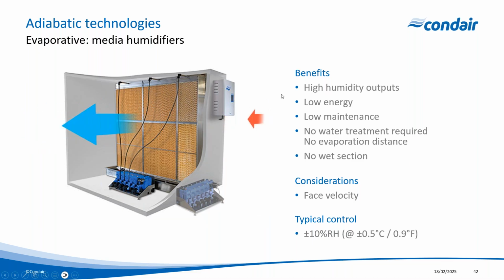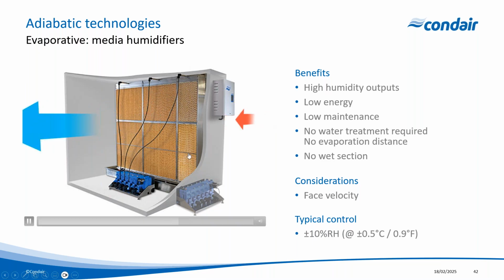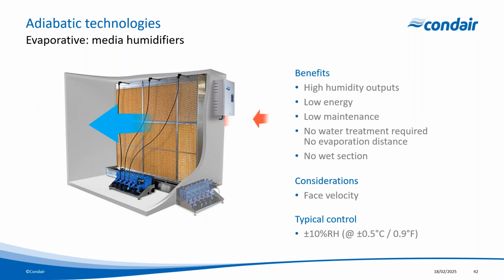We're taking air, we're passing that through an evaporative medium. In this case, we're showing a glass fiber media or glass fiber matrix. There are other materials that are available in these types of systems as well, but glass fiber is generally the most common in data center applications simply due to the flame and smoke ratings that are required.